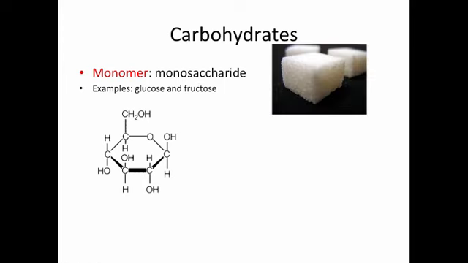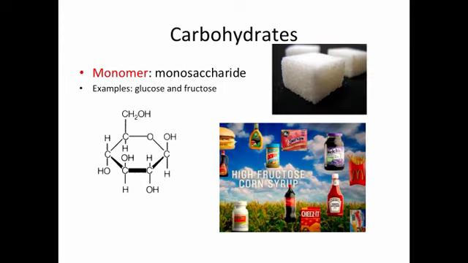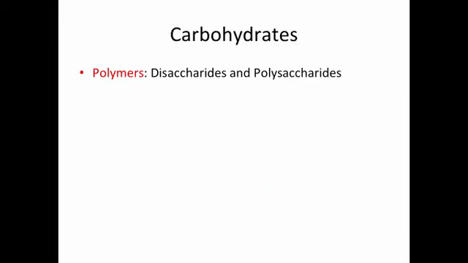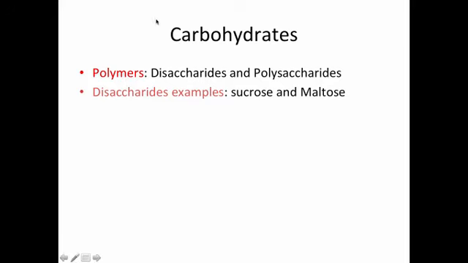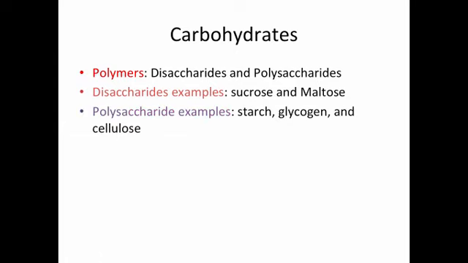while our polymers are going to be a little bit more complicated. They're going to be disaccharides and polysaccharides. Disaccharides, like the prefix says, means 2 sugars together, and that would include sucrose and maltose. Sucrose is regular table sugar that you sprinkle on things to make them flavorful. Maltose is another type of sugar that's in more complex drinks. Polysaccharides are also an example of a polymer, and they include things like starch, glycogen, and cellulose.